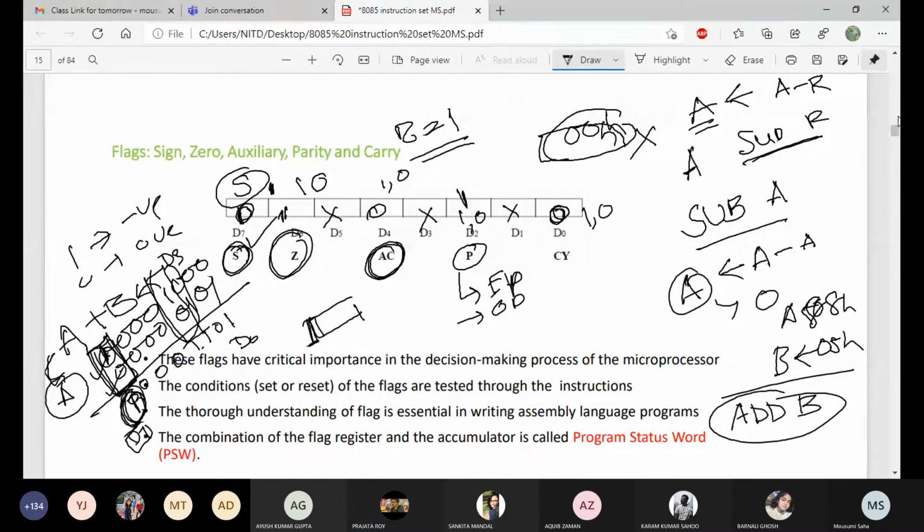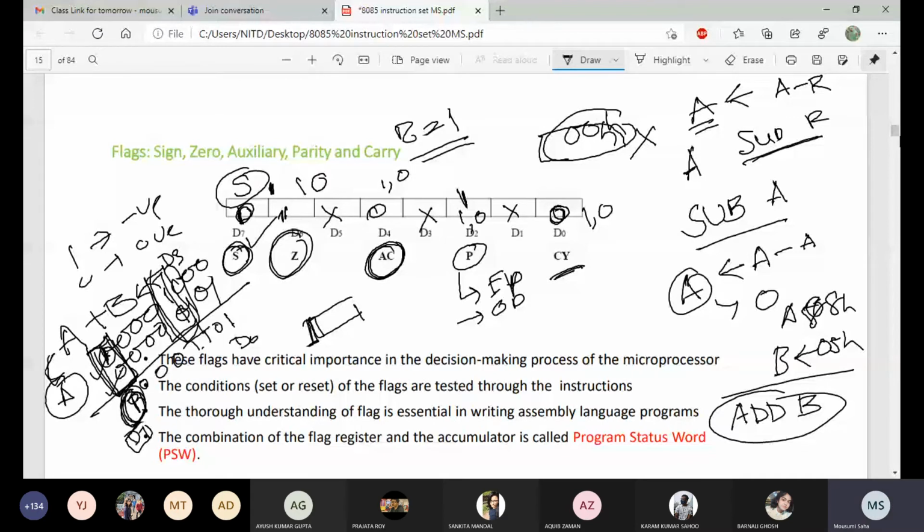Auxiliary carry checks the D3 bit. Only the D3 bit it will check, the D3 of the first number and D3 of the second number. After addition, if it generates any carry, at that moment the auxiliary carry flag will be 1, otherwise 0. And parity checks even parity and odd parity of the result, and the carry flag will be set or reset depending on the D7 bit of the two numbers. If there is any carry generated, at that moment the carry flag will be 1, otherwise 0. Clear?